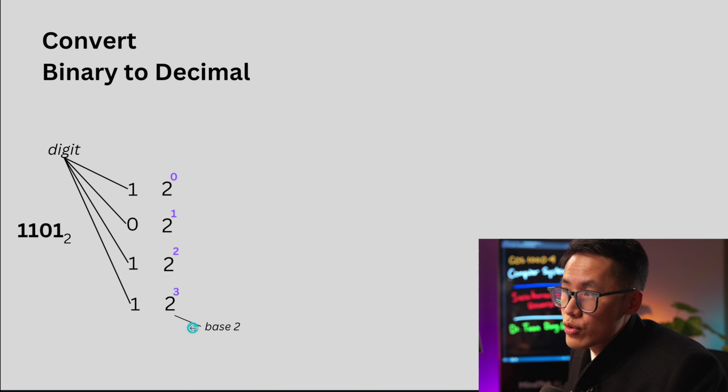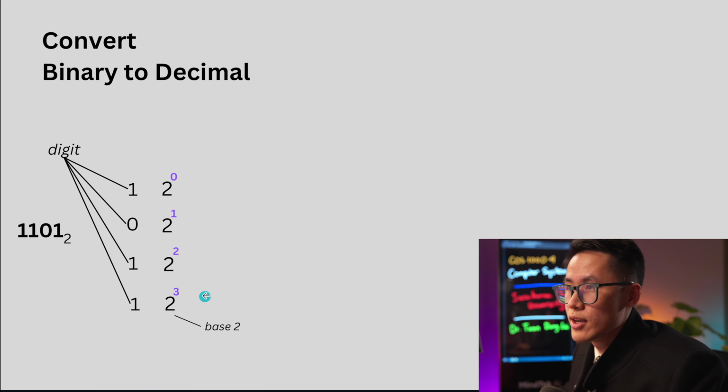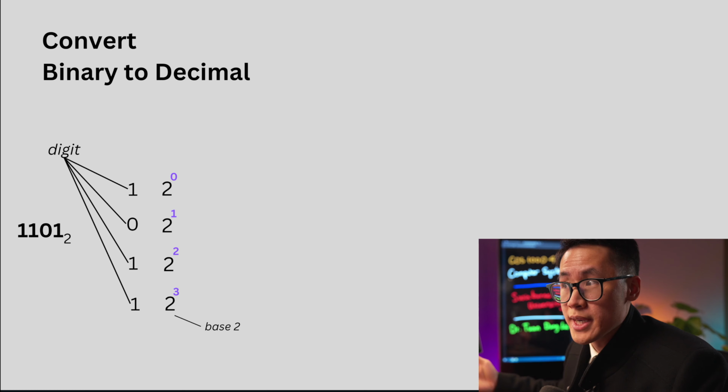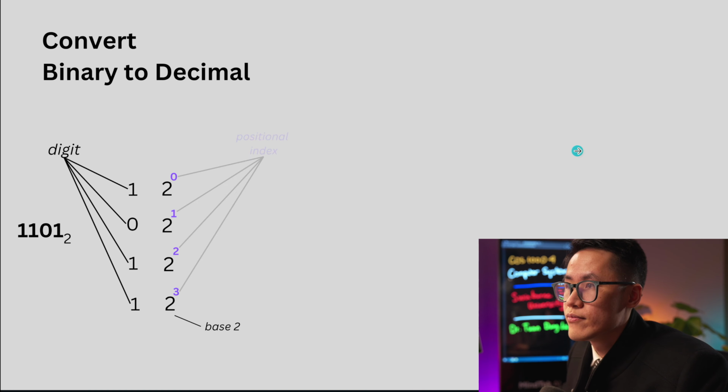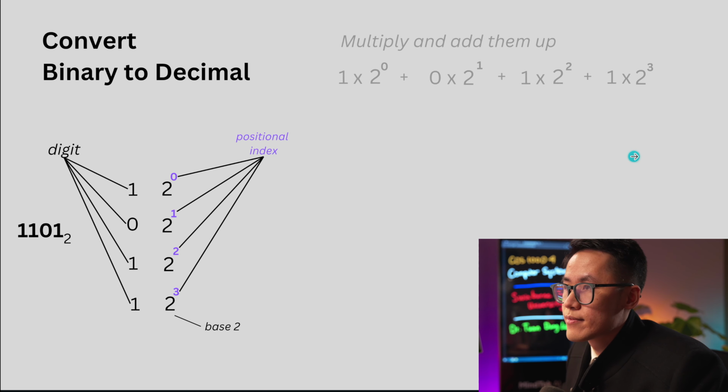This one is base 2, because this is in binary, which is base 2, because we have 2 digits. Whereas the other one, we use 10 different digits from 0 to 9. That's why it's base 10. This one is base 2. And again, these are called positional index.